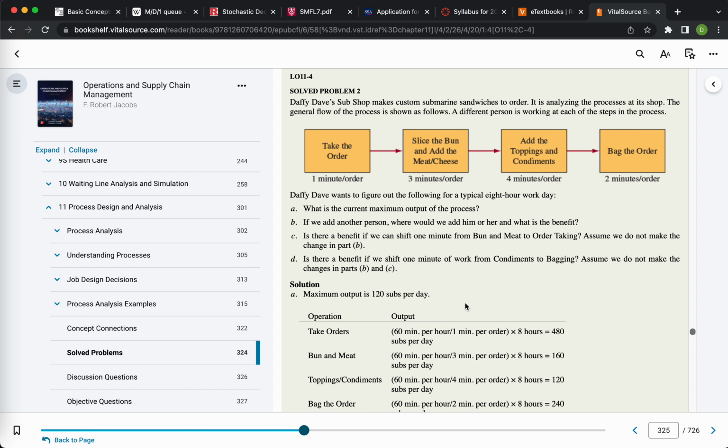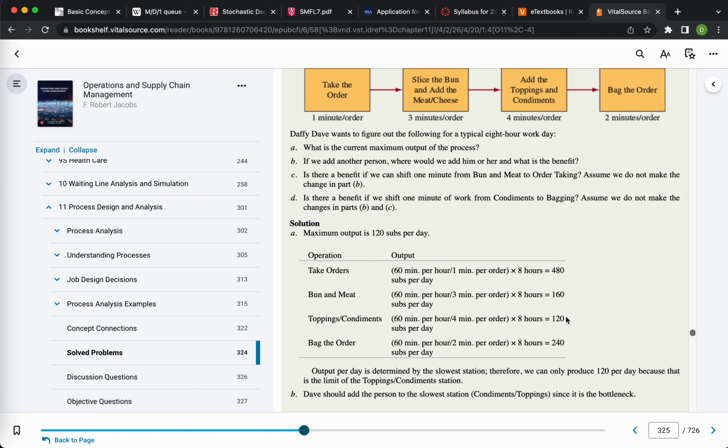So I can slice and add cheese for 20 of these. So if I'm doing 20 per hour, and with 8 hours, the capacity is 160. The bun and meat part of the process is 160. Now the adding toppings and condiments, that is 120.